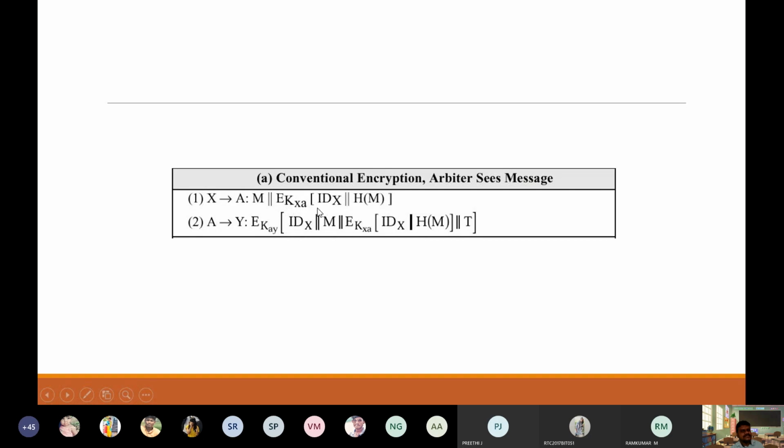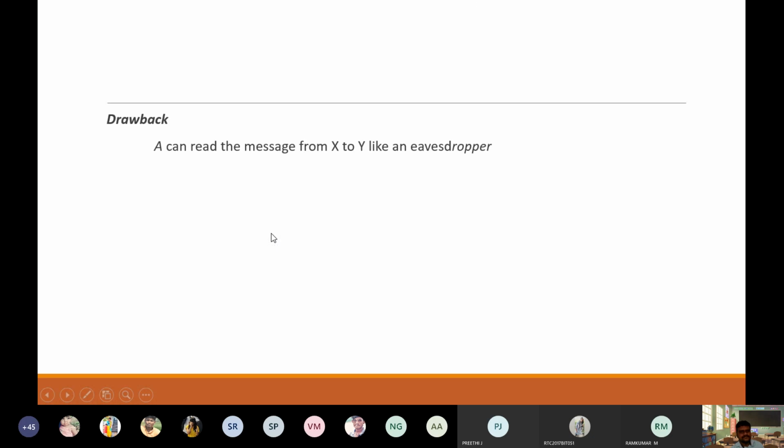EKXA is the secret key which is used for encryption, and E stands for encryption. By using all those things, we create a signature for the sender, and that signature is concatenated with your message. This message is sent from the sender to the arbiter. Right now, the arbiter sees the message. The arbiter reads the message.